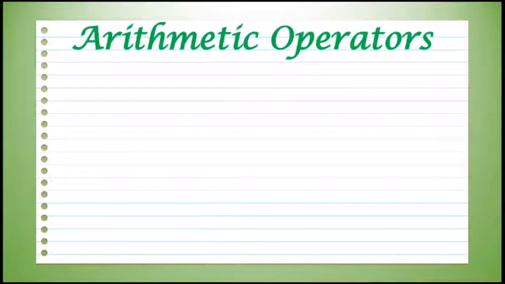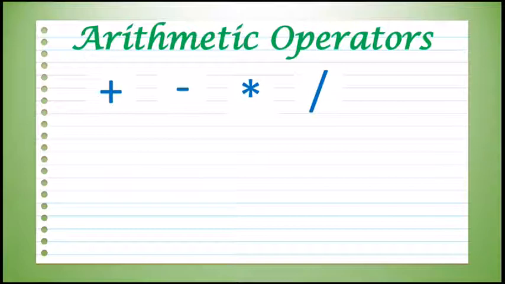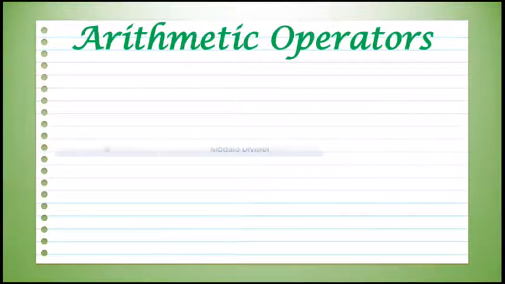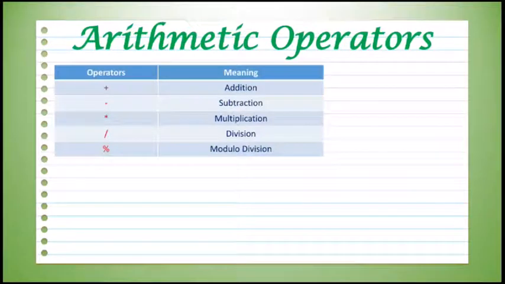C provides all the basic arithmetic operators. The operators plus, minus, multiplication and division all work the same way as they do in other languages. These operators can operate on built-in data types allowed in C. So here the first one is the plus operator, that is used for addition.